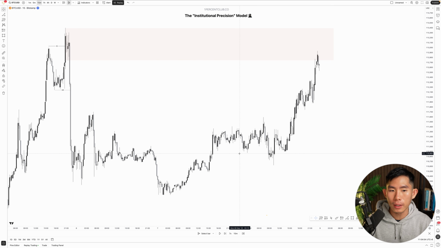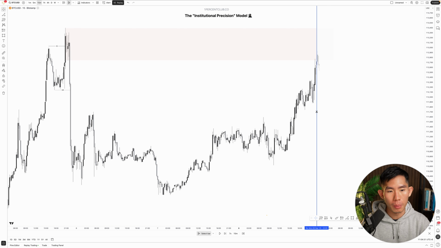Eventually price mitigates that supply zone right here, mitigates that institutional zone. Okay, so once again, the second step is to wait until price mitigates your institutional zone. The third step is, once again, you don't enter on the initial mitigation. You enter after the initial mitigation itself. You enter after price sweeps the initial mitigation.